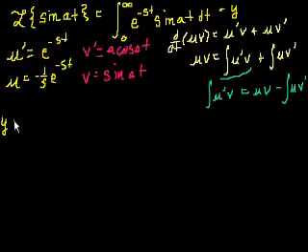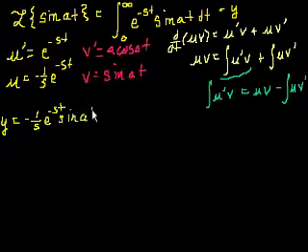Y is what we're trying to solve for, the Laplace transform of sine of at. That is equal to the integral of u prime times v, where I defined u prime and v. That equals uv, so that's minus 1 over s e to the minus st times v, sine of at, minus the integral.